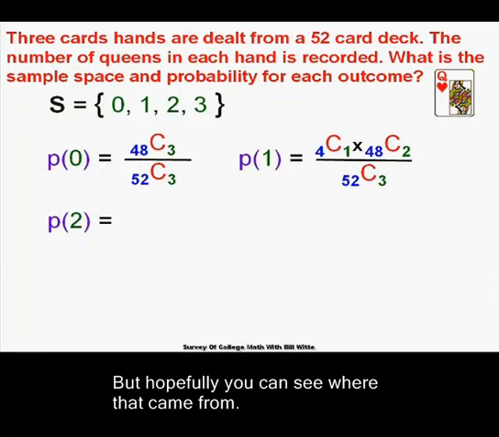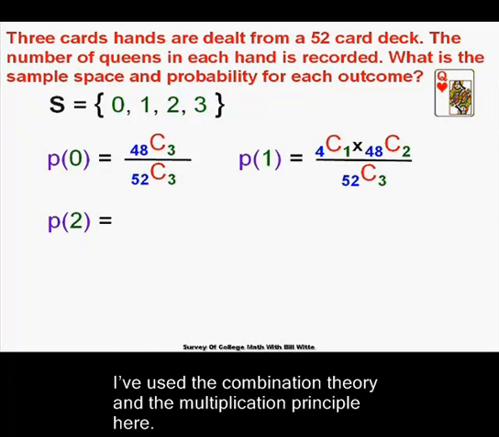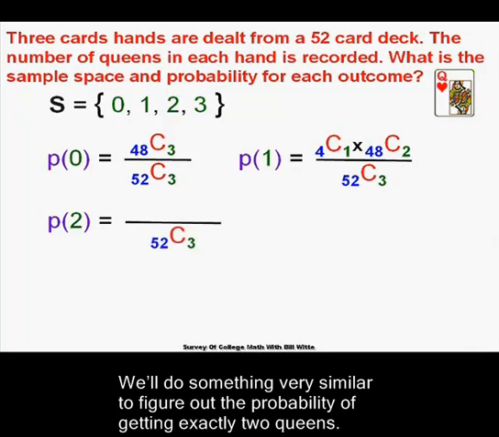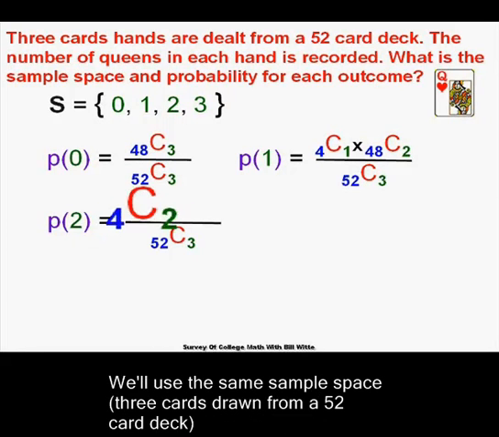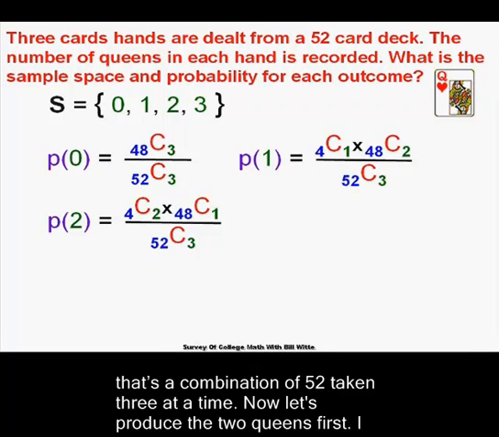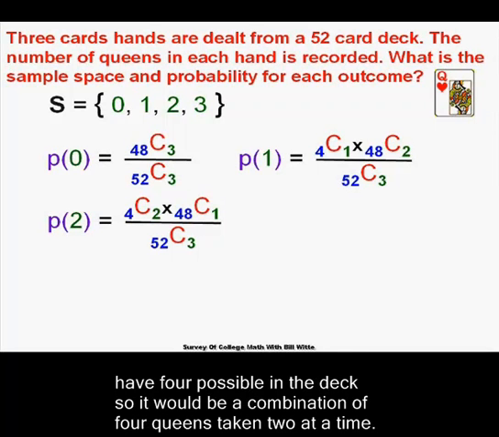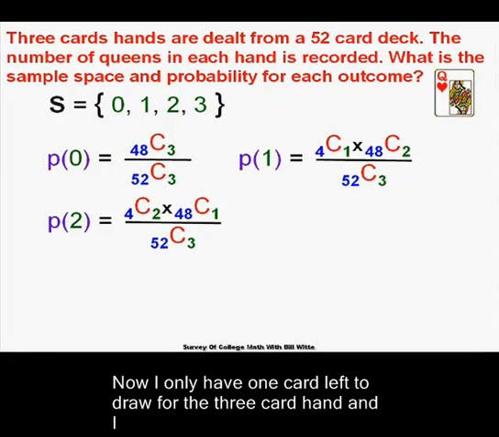Very similar formula for the probability of getting 2 queens. The sample space will be the same. And then we have to produce 2 queens out of how many possibles? 4. So we have a combination of 4 queens taken 2 at a time. And then we have 1 card left for our 3 card hand. So that'll be a combination of 48 cards, the other 48 non-queens, taken 1 at a time. And we're going to use the multiplication principle to count how many hands that comes out to.